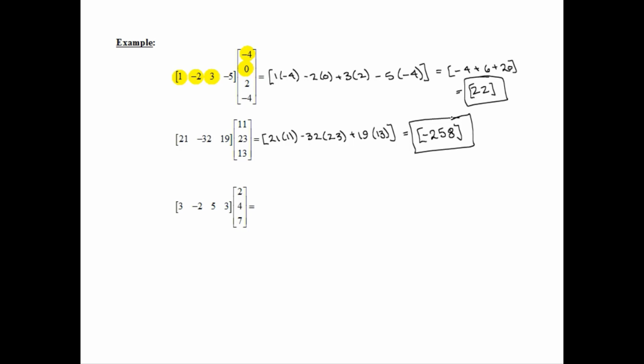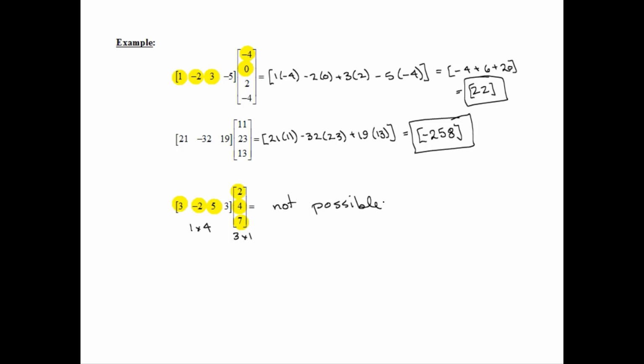What happens on this next one? Well, if you start doing it, you're going to want to do the 3 times the 2, then the negative 2 times the 4, and then you run into a problem because you realize these are not going to match up right. I'm not going to have anything left to multiply that 3, and that's because these are not corresponding sizes. We have a different number of elements in the row as we do in the column. Here we have a 1 by 4, and here we have a 3 by 1. This multiplication is not possible. We cannot multiply this row by this column.